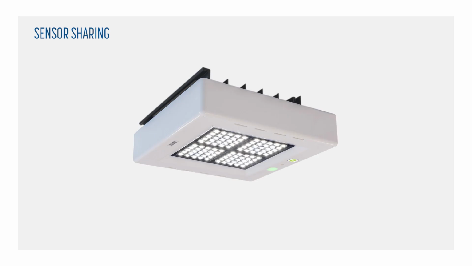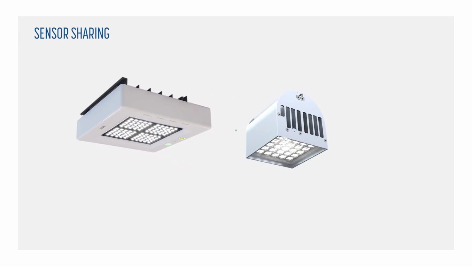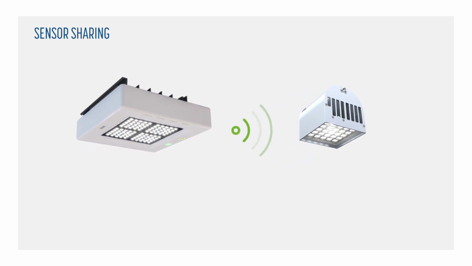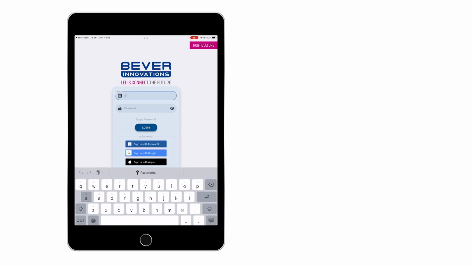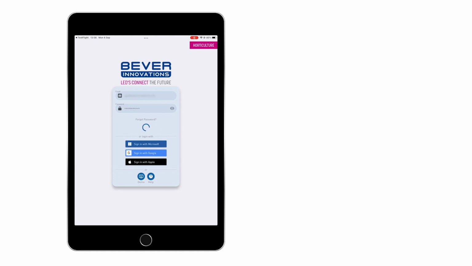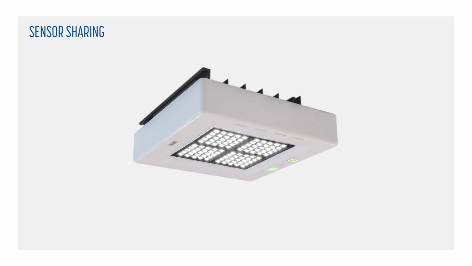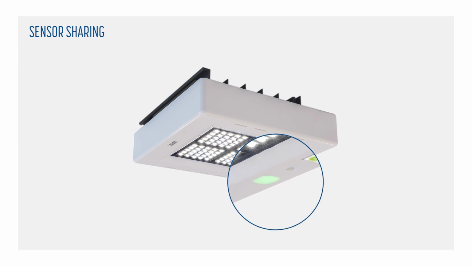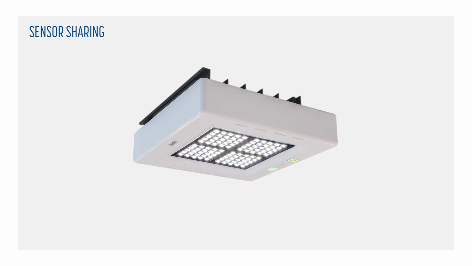In this video, we will explain how to enable sensor sharing on your Bever Innovations smart devices. Before we start, you have to make sure you can log in to the Bever app and your Bever Innovations smart devices are powered up. In this example, we will explain how you can share the information from the motion sensor and daylight sensor from the LS downlight with other devices.